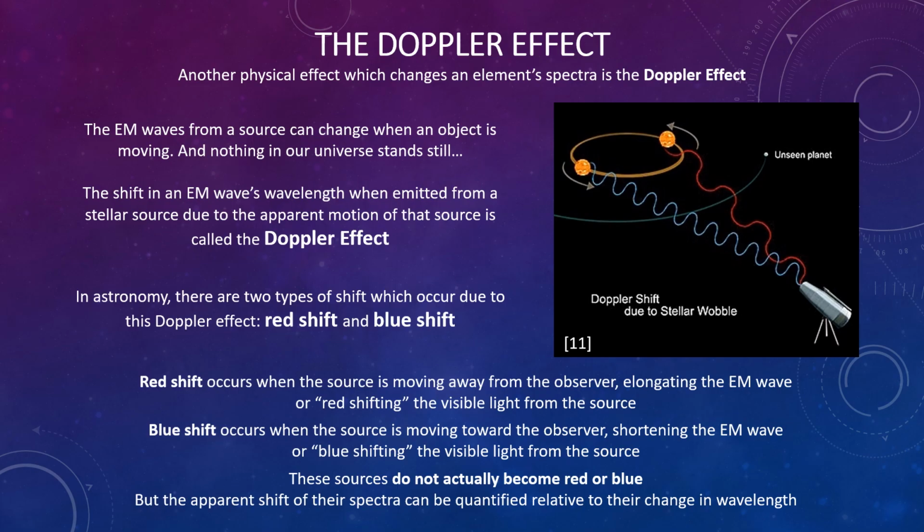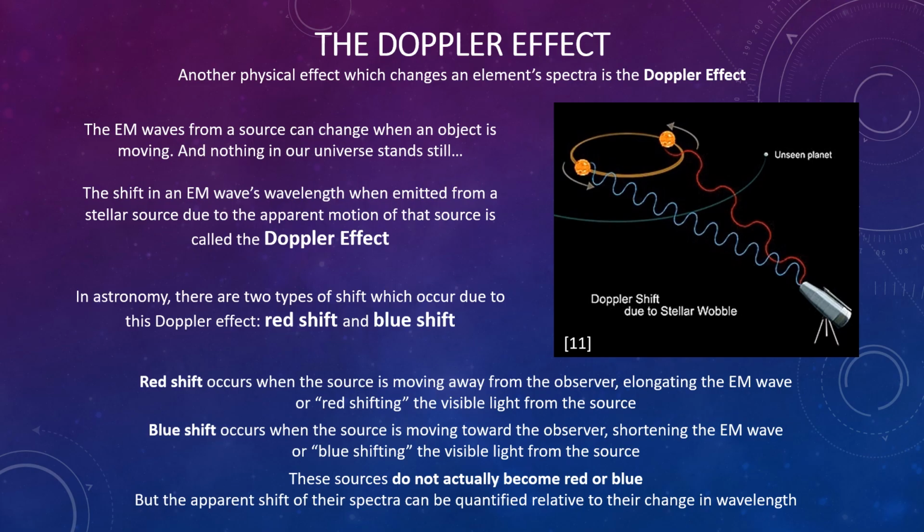In astronomy, there are two types of shifts that occur from the Doppler effect: redshift and blue shift. Redshift occurs when the source is moving away from the observer, which in effect elongates the electromagnetic wave, shifting it towards the red if it's from a visible source. If the object is moving towards you while it's emitting light, this is known as blue shift because it has the effect of shortening the electromagnetic wavelength from the emitted light.